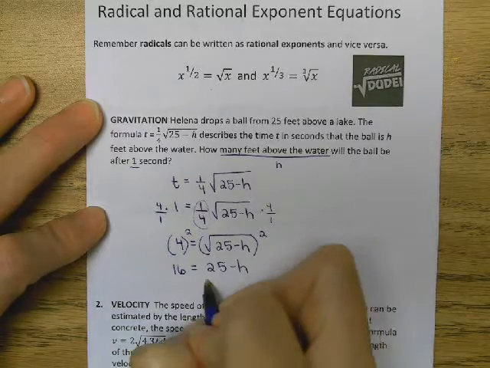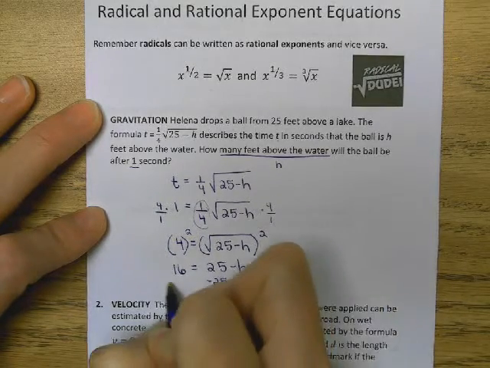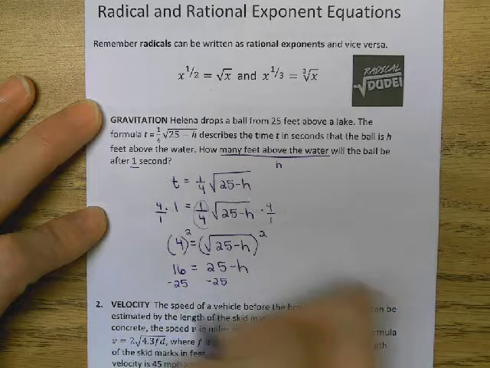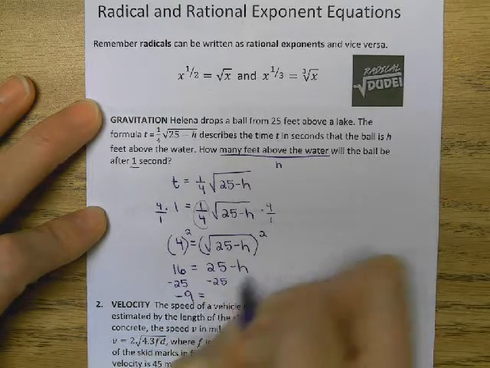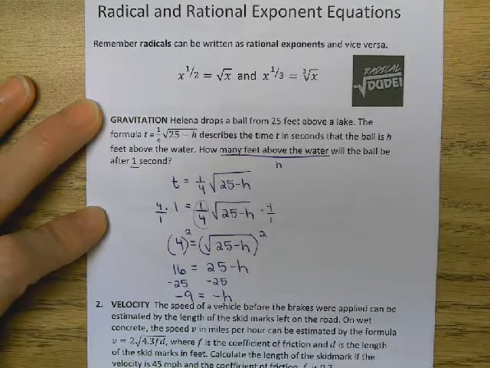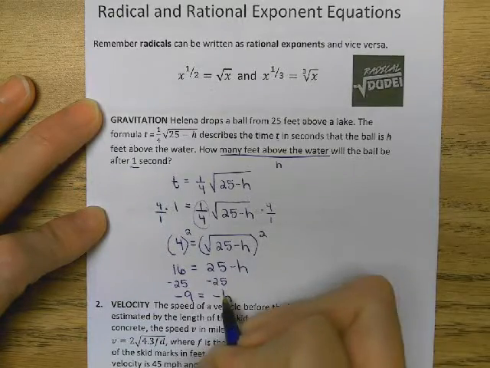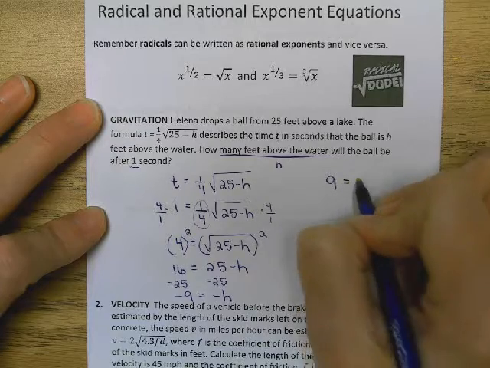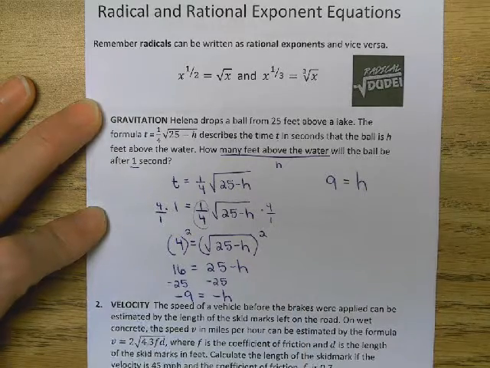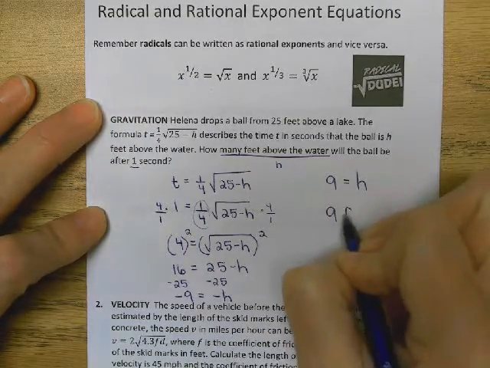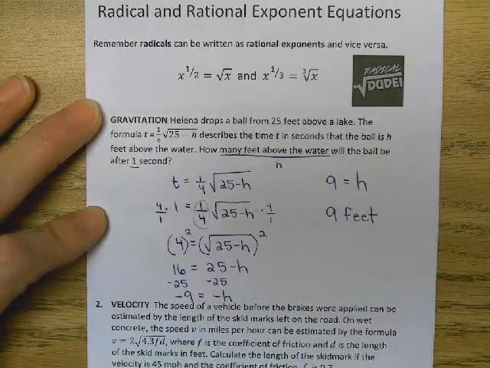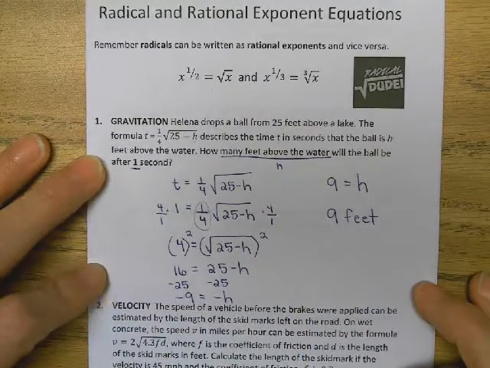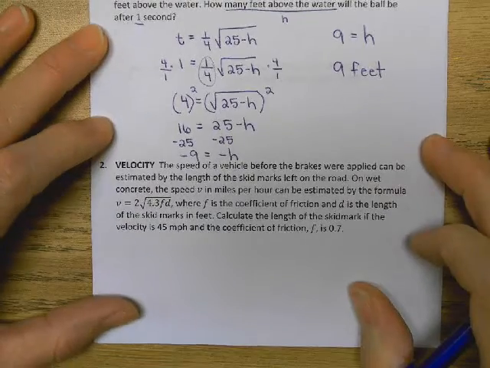Now I'm going to solve for h. I'm going to subtract 25 from both sides. So I'm going to get negative 9 equals a negative h. But I can't leave that negative on the h, so I'm going to go ahead and divide by a negative 1. So I get 9 is equal to h, so it is 9 feet. Okay? Alright, let's look at this next one.